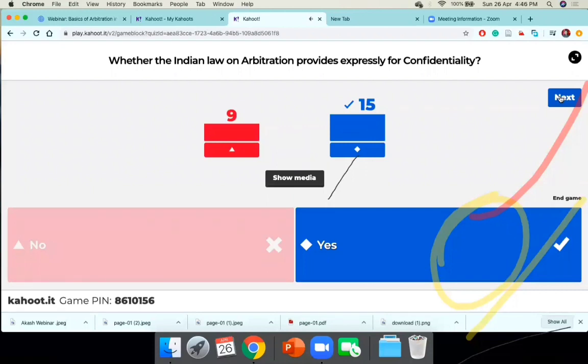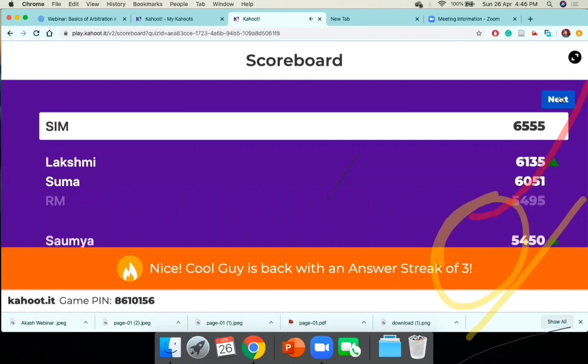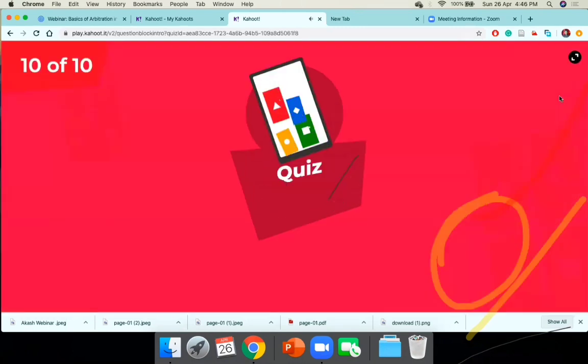So previous to the 2019 amendment, the Indian Act did not expressly provide for confidentiality. However, after the 2019 amendment, Section 42A provides for confidentiality. So let's go to the next question.